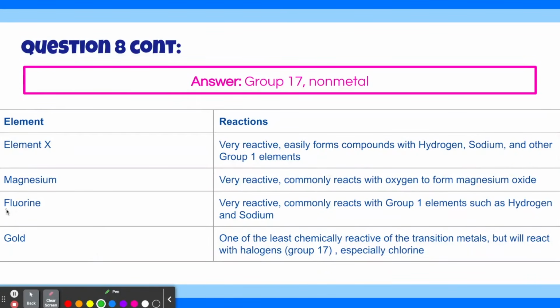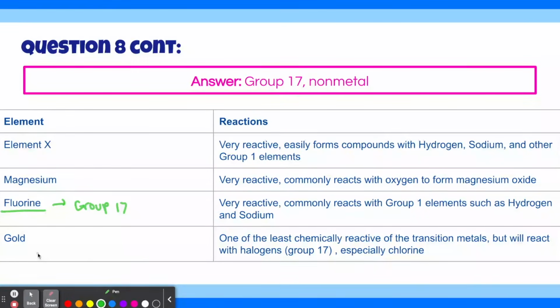Based on the table, element X is most similar to fluorine because both are very reactive and commonly react with group 1 elements. This means that element X and fluorine would most likely be in the same group. By looking at the periodic table, we can find that fluorine is in group 17, which is why element X is also in group 17.